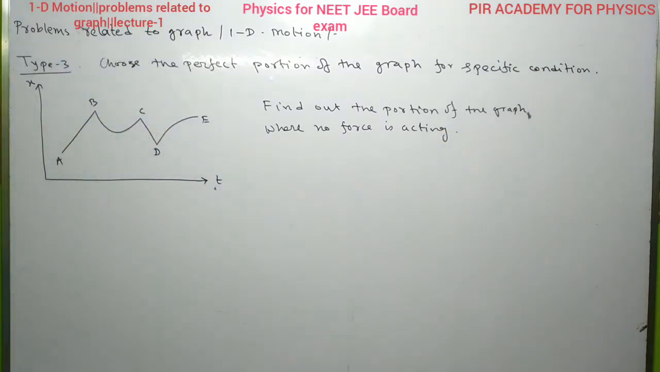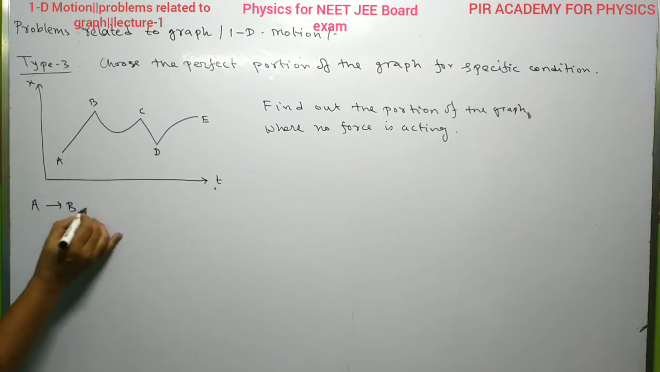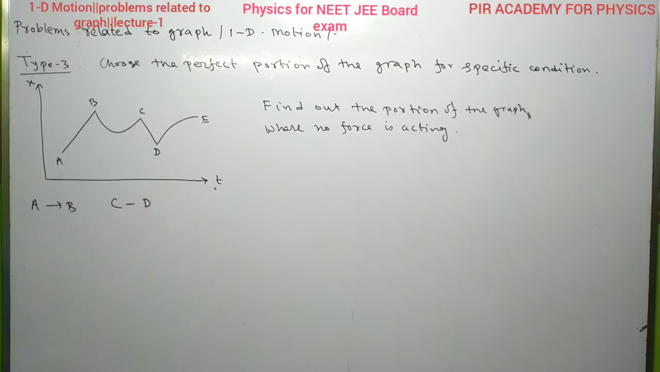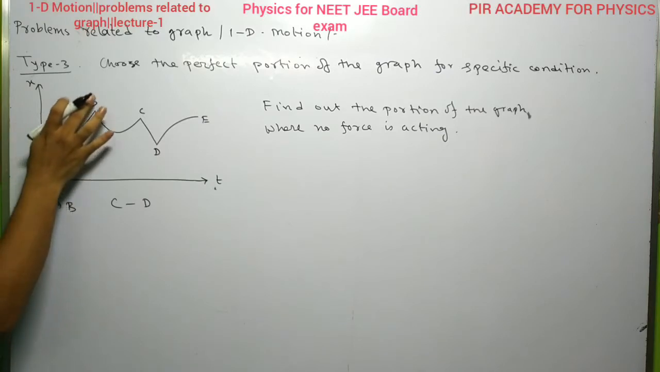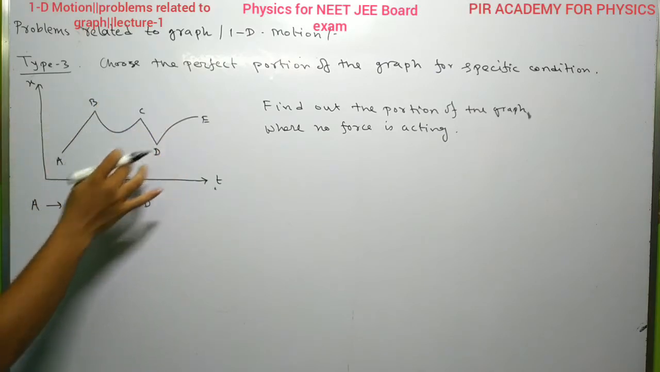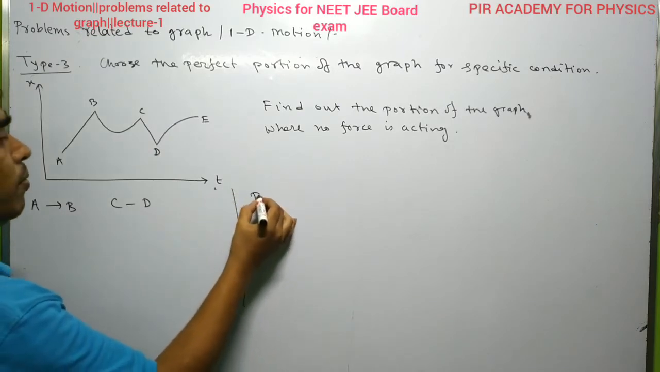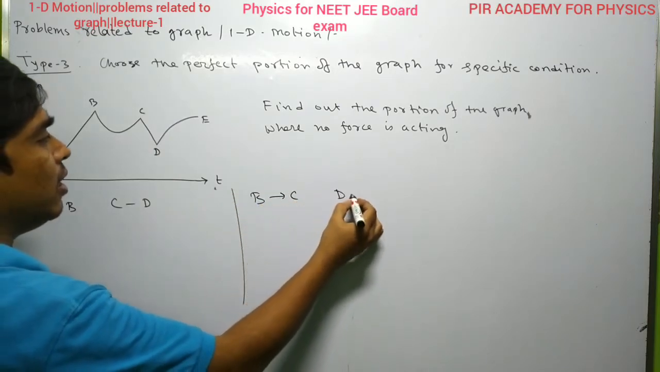So here is an x versus t graph. This is the graph of a particle. You have to find out in which portion of this graph there is no force acting on the particle. There are 4 portions of this graph. One is A to B and C to D, both are similar, where displacement is increasing and displacement is decreasing. And another is B to C and D to E.